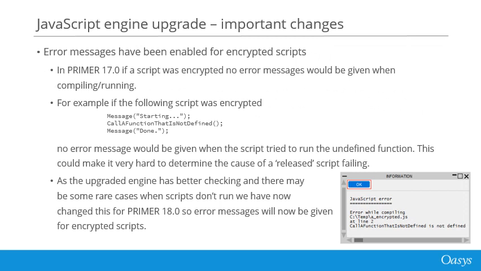In Primer 17 and earlier, if a script was encrypted, then no error messages would be given if an error occurred or an exception was thrown when the script was running. The idea was that as the script was encrypted, the error messages would not be useful to anybody. However, more people are now encrypting scripts to release to their own teams or companies, and this could make it very hard to determine why a released script was failing. Because of this issue, and also the extra checks we mentioned previously, we've now changed this behavior, and error messages will now be given for encrypted scripts.